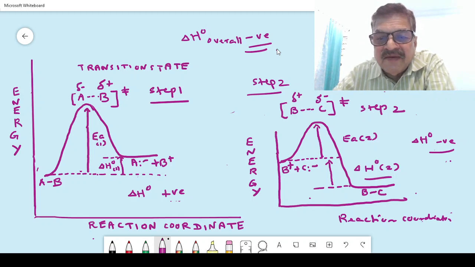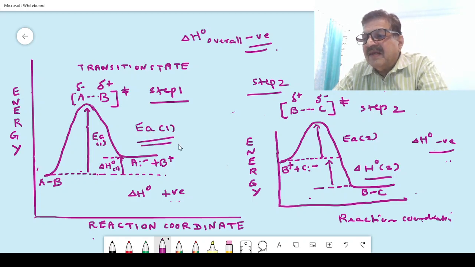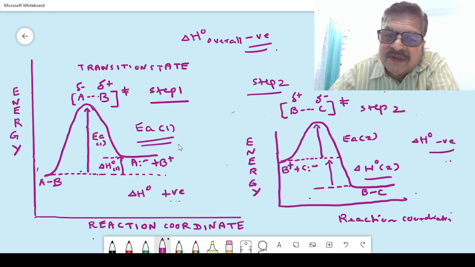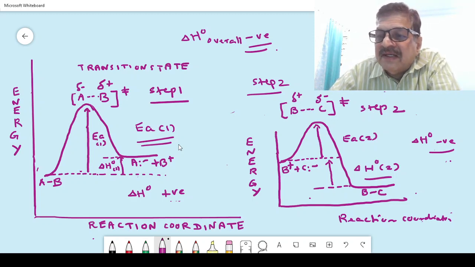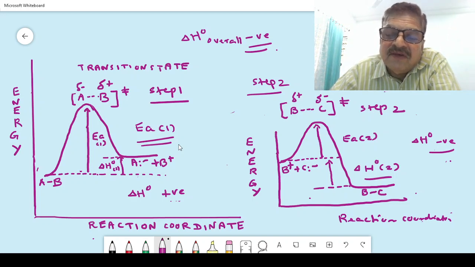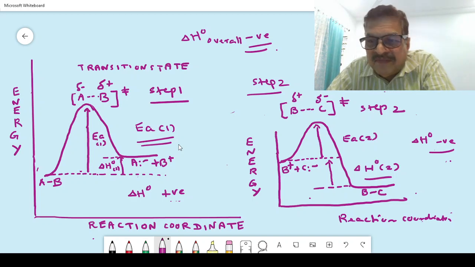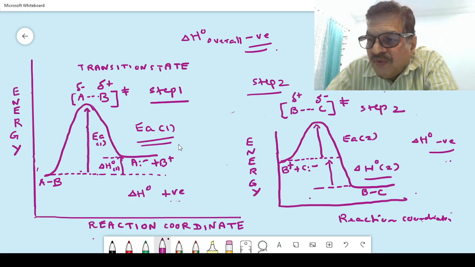Now EA1 is the energy of activation 1. This is the rate determining step. EA1 is higher than the energy barrier for step 2. That is, EA1 is the energy barrier for step 1 and it is higher than the energy barrier for step 2. Comparing the transition states of step 1 and step 2, the energy of activation in step 1 is higher than the energy of activation in step 2.